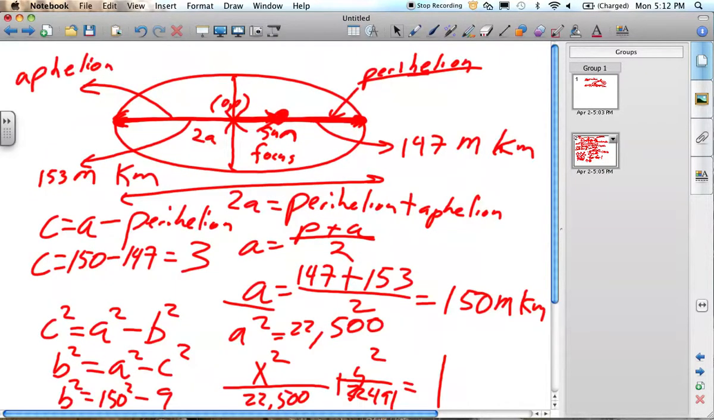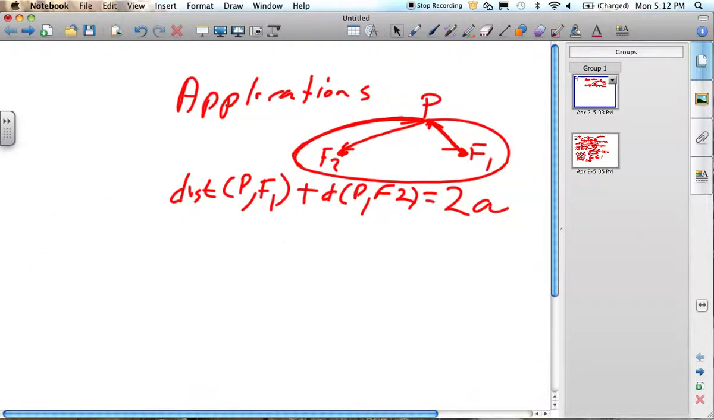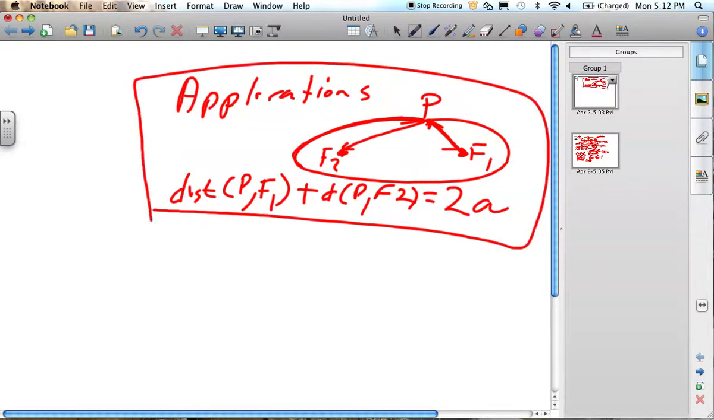Problem 48 has always been a problem for people. Here's the key to working problem 48.